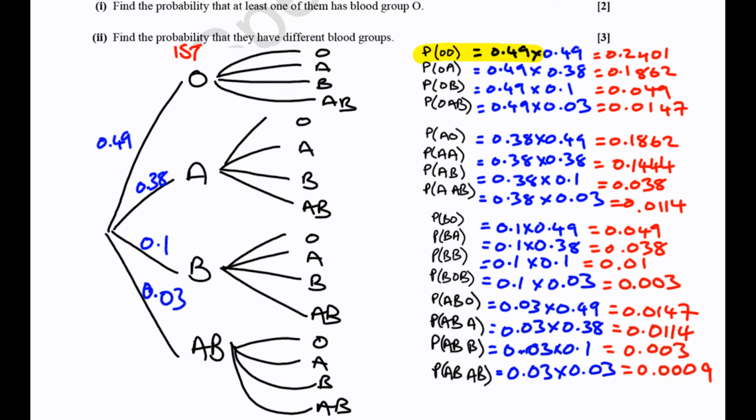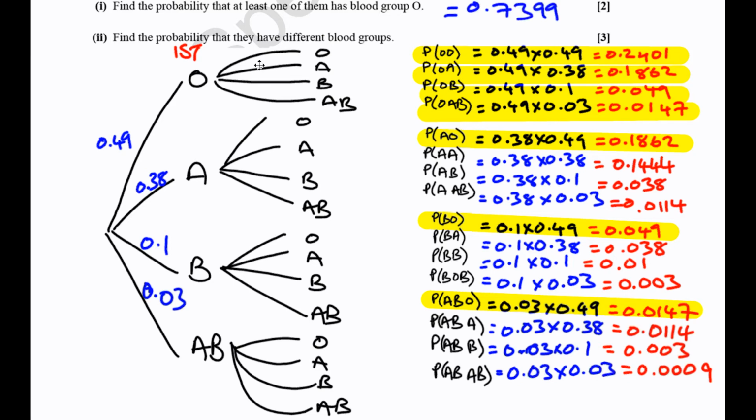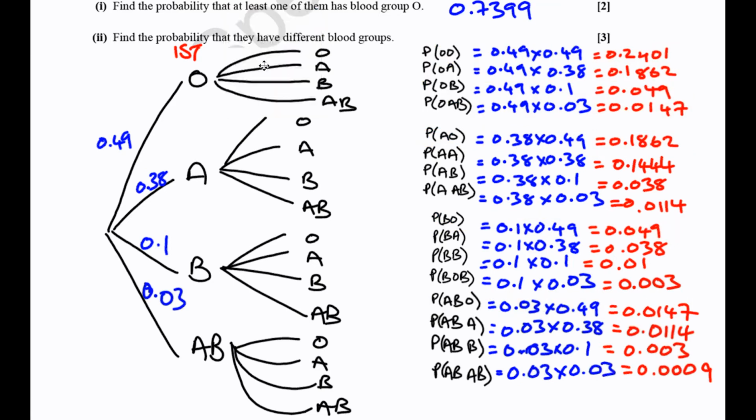Well, I'm looking at all of these, so add these 4 together, just this, this, and just this. So all of those values added together is going to give me the probability that at least one of them is in blood group O. And adding all of those together, we do get an answer of 0.7399.